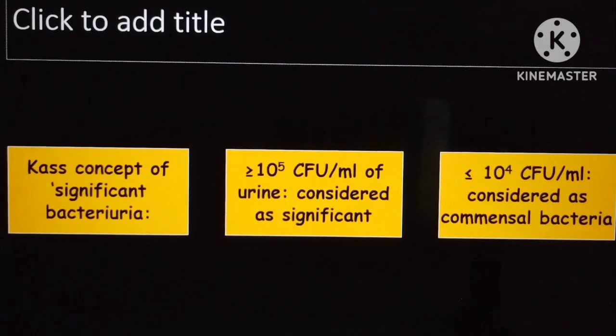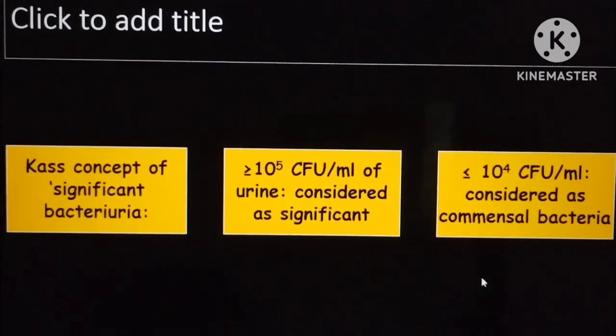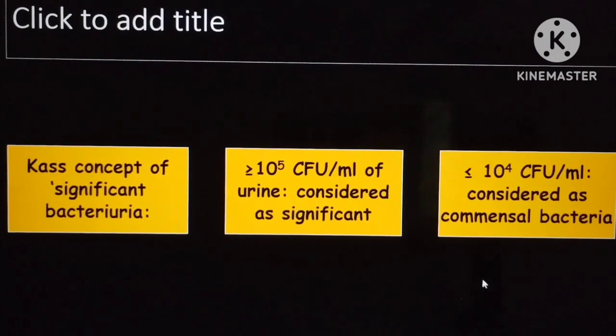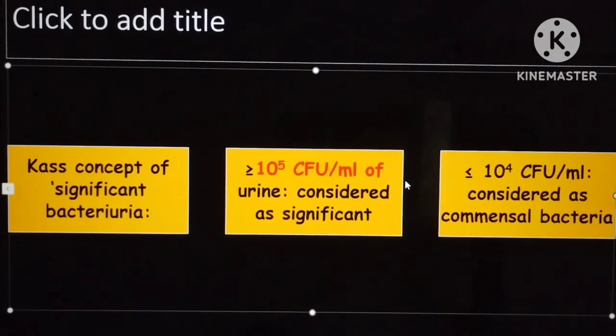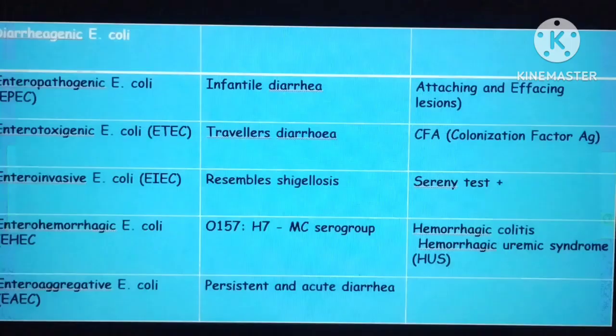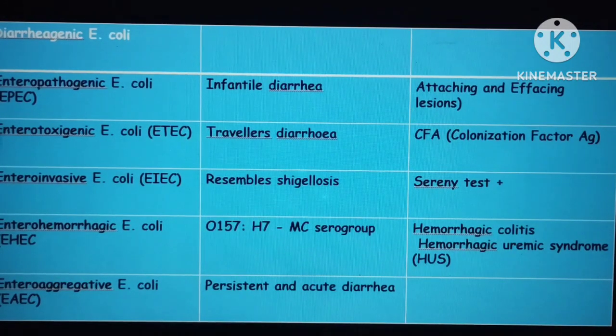Next, coming to an important concept, that is the count concept of bacteria. Whenever a urine culture has been taken, and you are giving a result, if it is more than 10 to the power of 5 colonies, it is considered significant. If it is less than 10 to the power of 4, it is considered commensal bacteria. Okay, so this is an important table you want to remember.